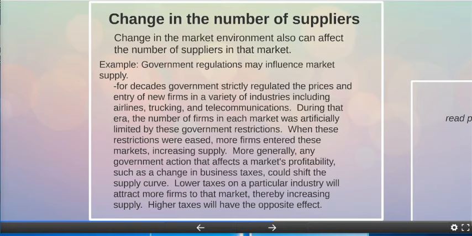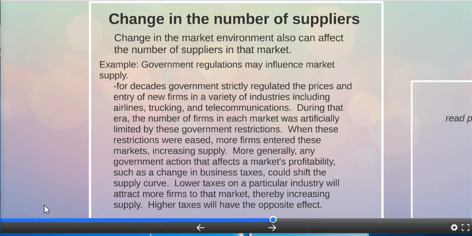More generally, all government action that affects a market's profitability, such as a change in business taxes, could shift the supply curve. Lower taxes on a particular industry will attract more firms to the market, thereby increasing supply. Higher taxes will have the opposite effect. That was a lot of words, but it does the best job of explaining the change in number of suppliers. If governments reduce their restrictions, more suppliers enter the market, and the curve is going to shift to the right. If government regulations tighten up, more firms are going to leave the market, and the supply curve will shift to the left. And I just did that.